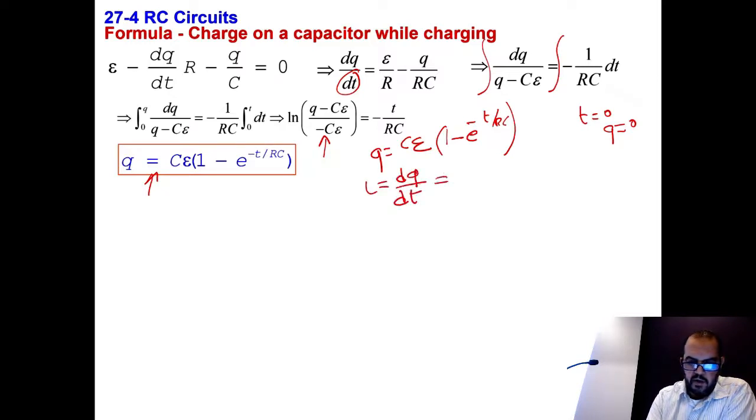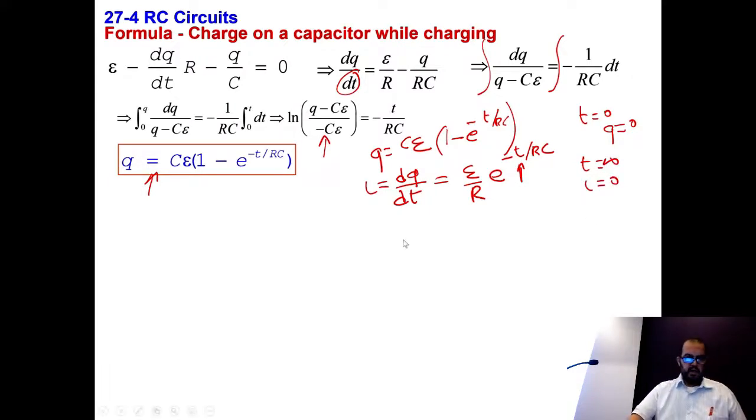Okay, so you will find that this is going to be equal to, all right, so if we take the derivative, so C E times 1 over RC, so this is E over R exponential minus t over RC. Okay, when t goes to infinity, exponential minus infinity is 0. So at t equal to infinity, the current is also 0.